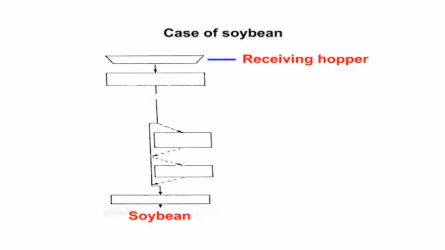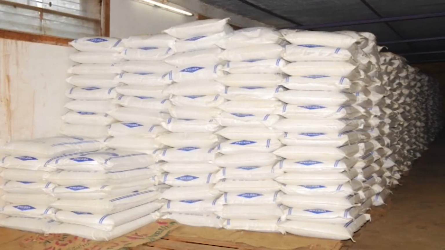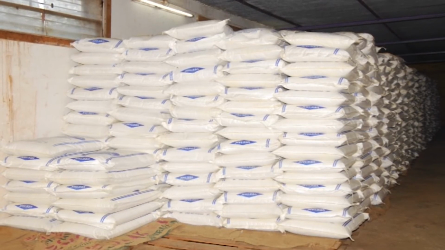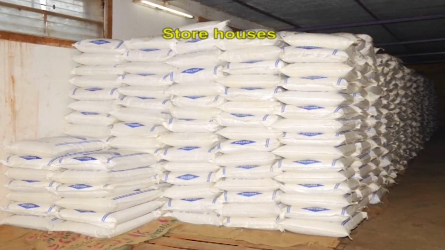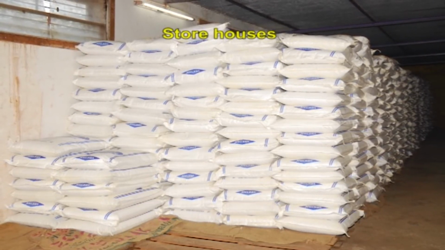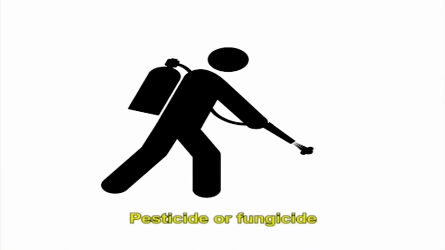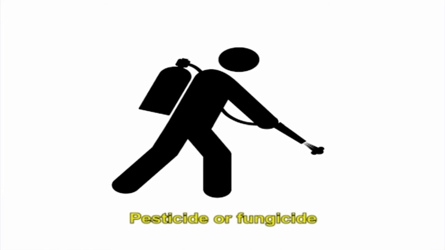While for soya bean, after subjecting the seeds to air screen cleaning, the seeds may be scarified using a scarifier followed by a specific gravity separator, treater and bagger. The graded seeds are generally stored temporarily in storehouses because they may be required only during the sowing season. When there is a demand for seeds, the stored seeds are further upgraded. Just prior to packing, seeds are treated with required pesticides or fungicide as per seed certification norms.